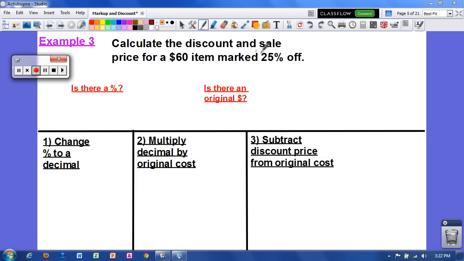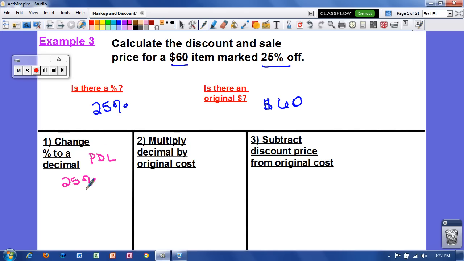Alright, calculate the discount and sale price for a $60 item marked 25% off. Do we have a percent? Yes, we do: 25%. Is there an original price? Yes, there is. It was originally $60. So the very first thing we want to do is change that percent to a decimal. We have 25%, percent to decimal, paddle to the left. So I'm going to move the decimal 2 places to the left, and I get 0.25.